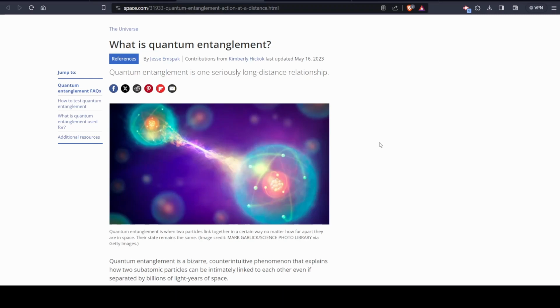So an example here in this article that I have pulled up on space.com is that if you flip a coin and you don't look at it, you think it's either heads or tails. But the superposition principle means that it's heads and tails at the same time. And that one or other state doesn't even exist until you look at it. That superposition means it's in both states at the same time.